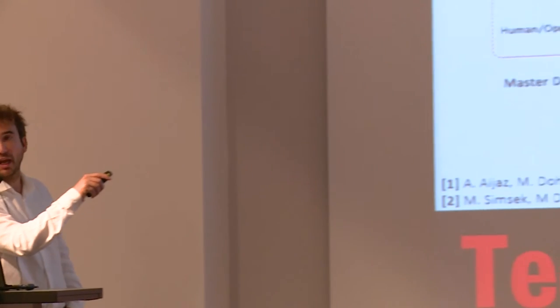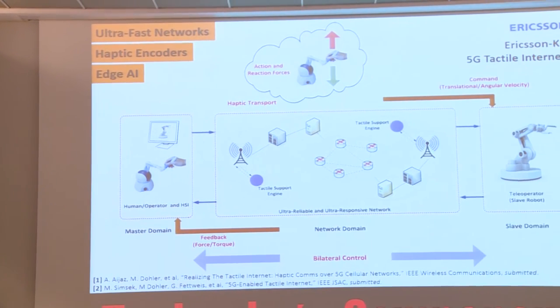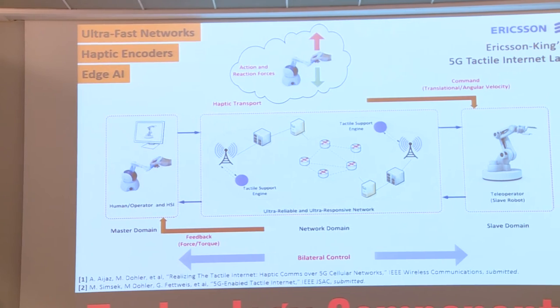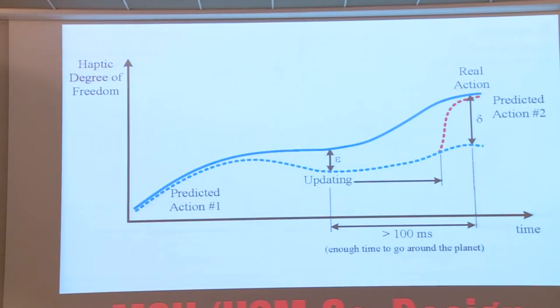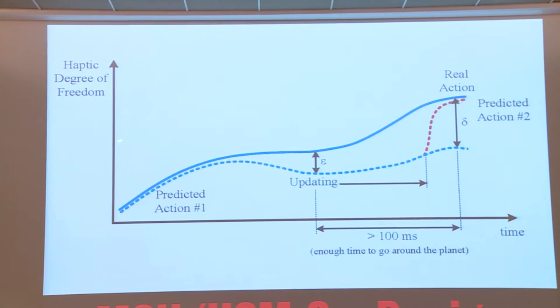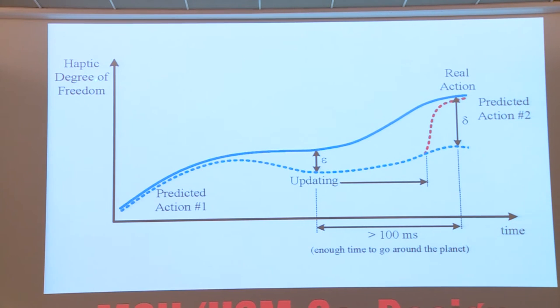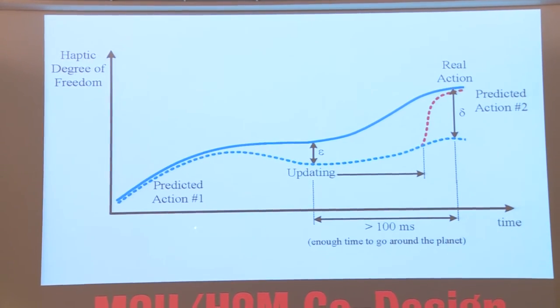So why the edge AI? The edge AI helps us with the delay. Okay, so the delay is really the biggest wall we need to break here. And I want to explain this very quickly. It's very simplified, just to show you how it works. What we see here is, for instance, one kinesthetic degree of freedom. We have the time as it goes by.